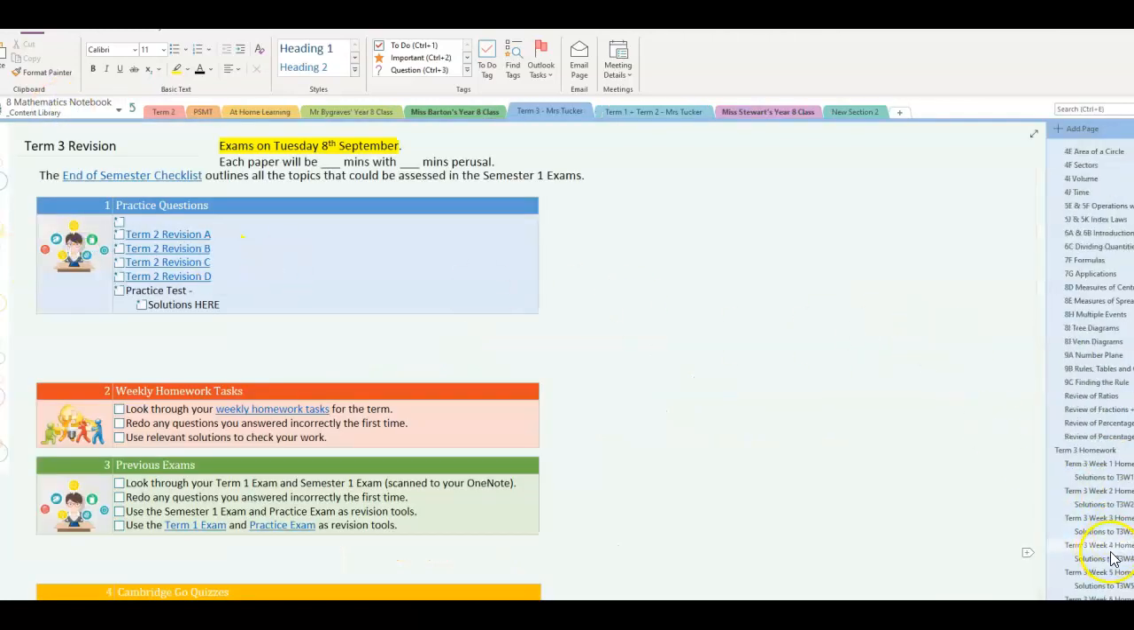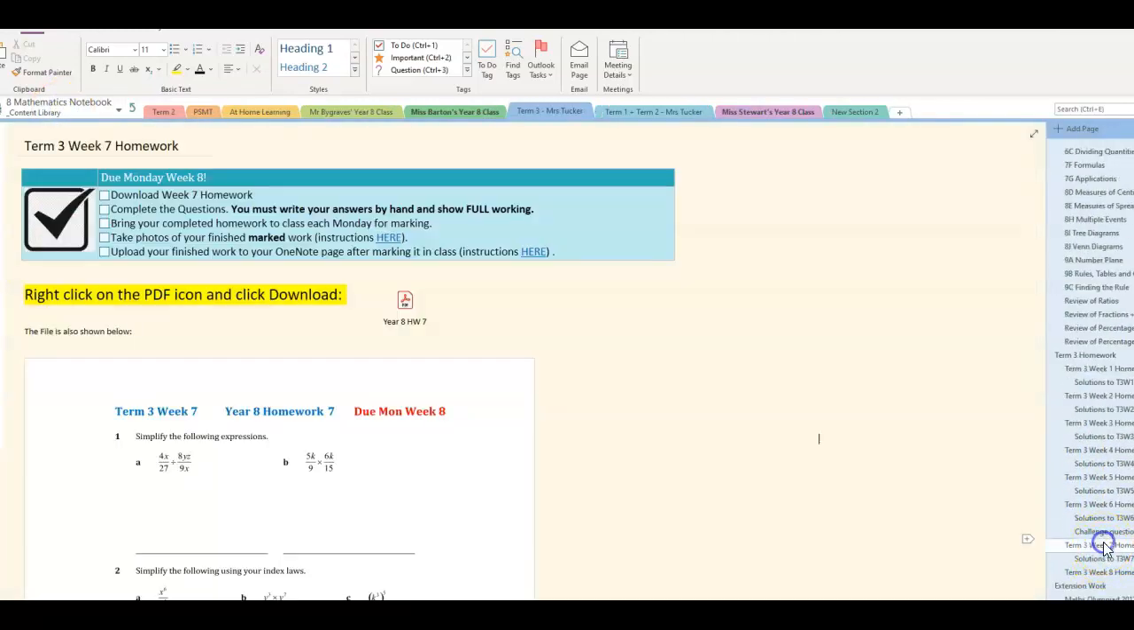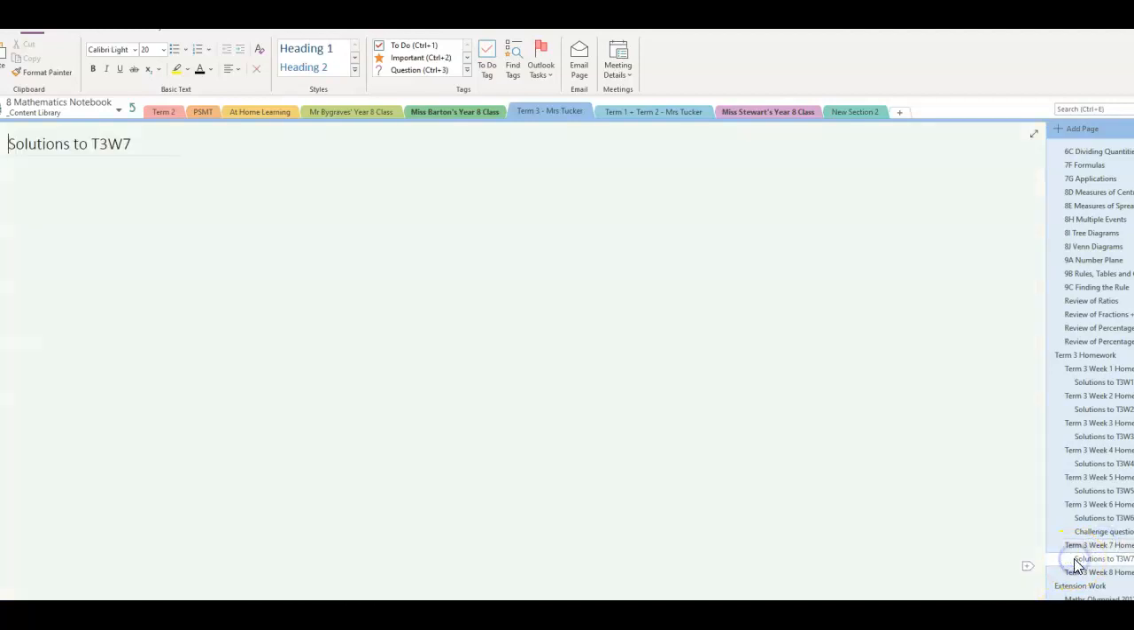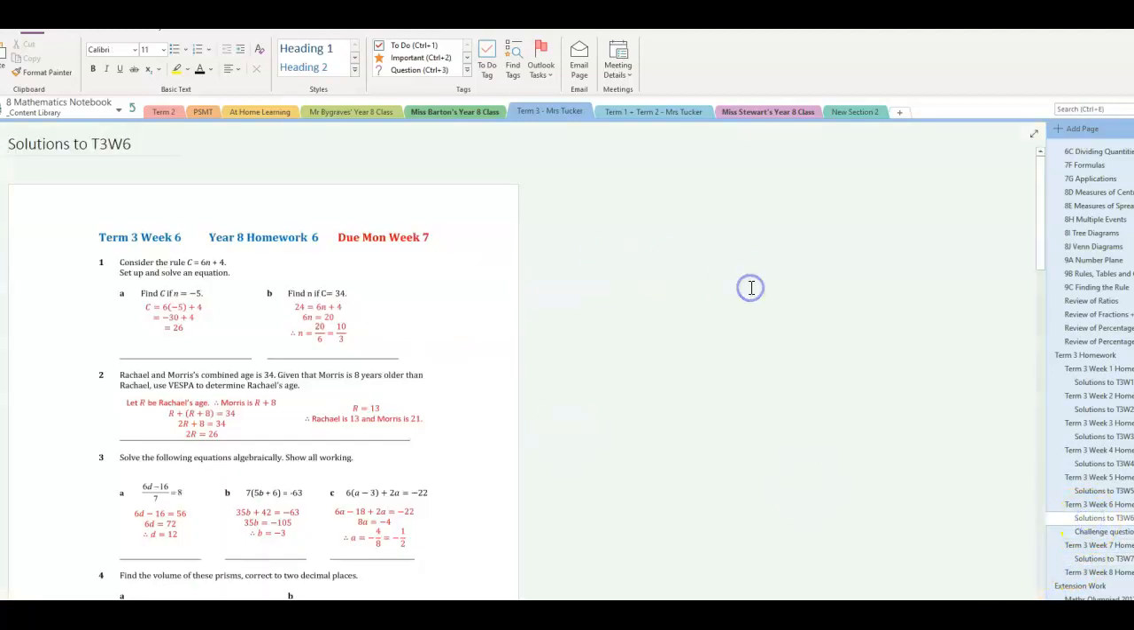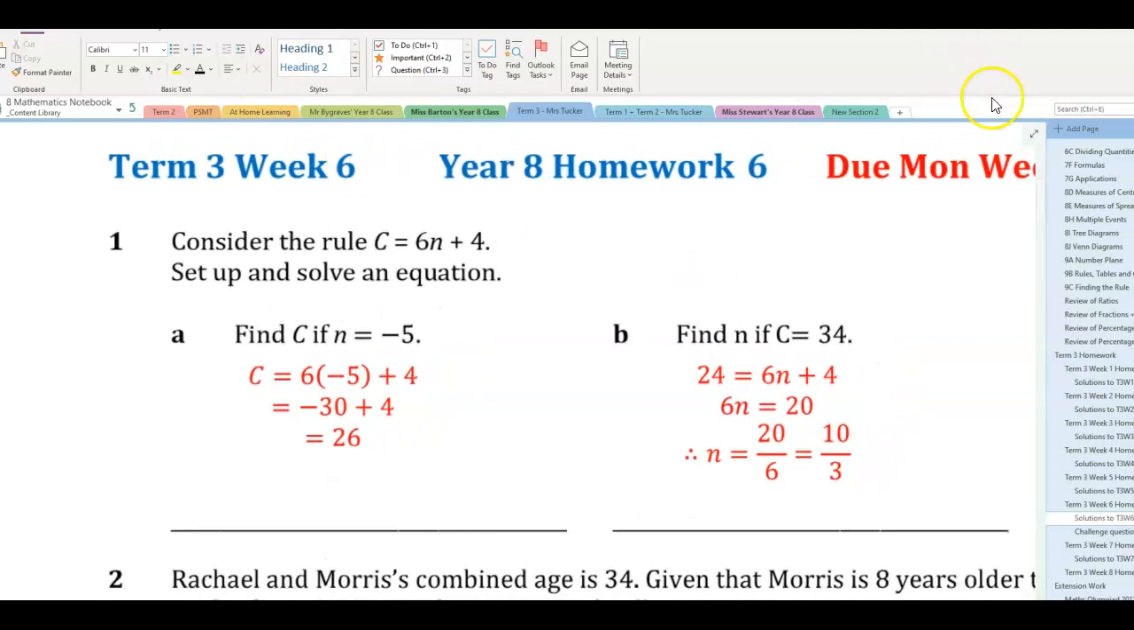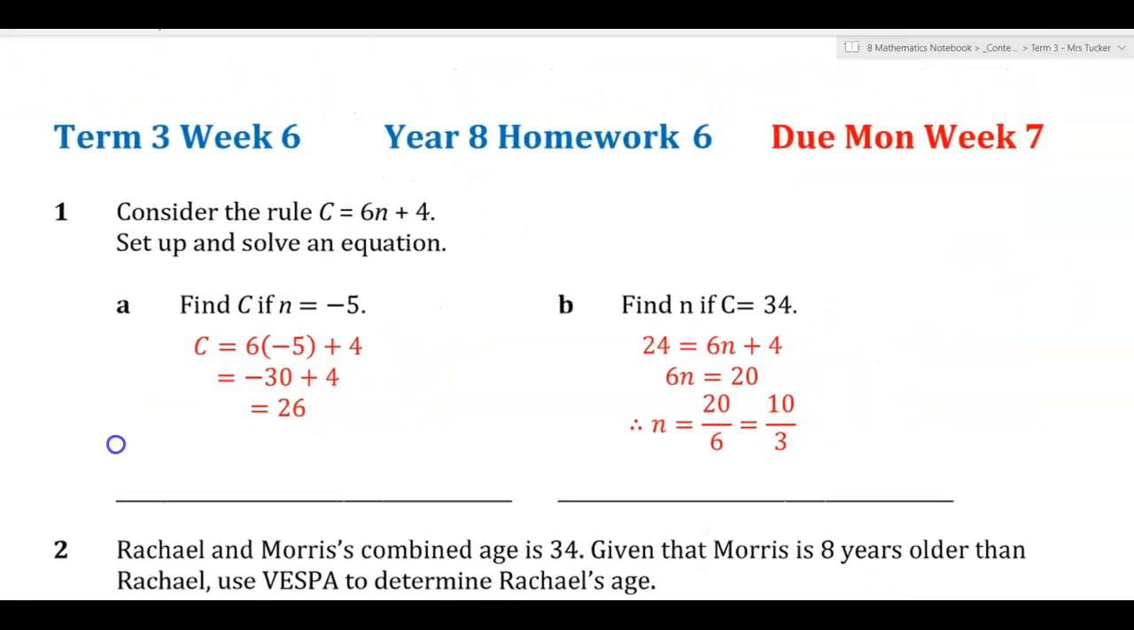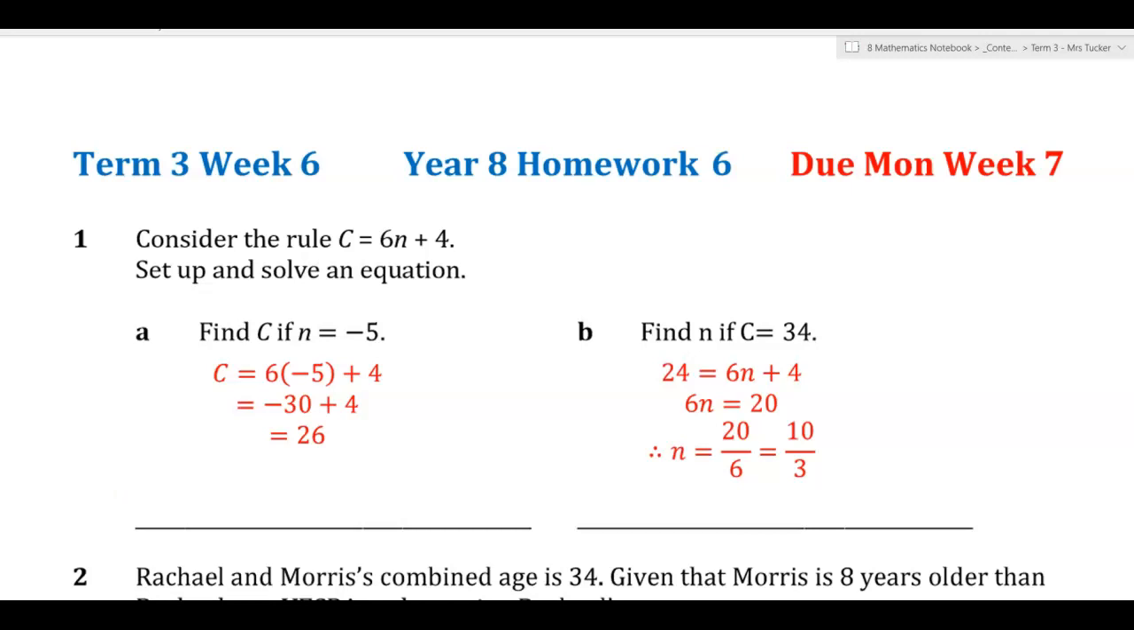Alrighty, so we are looking at homework sheet number 7. Oh, sorry, number 6. Answers. Question 1. Consider the rules set up to solve the equation. So 1A, your answer is C equals, that should be negative 26. Two points for letter A.